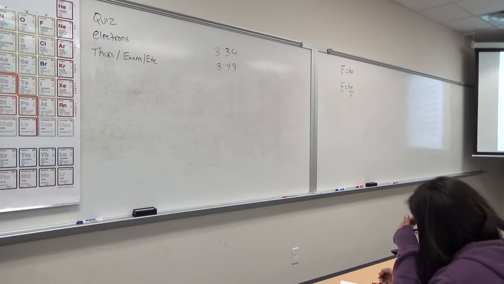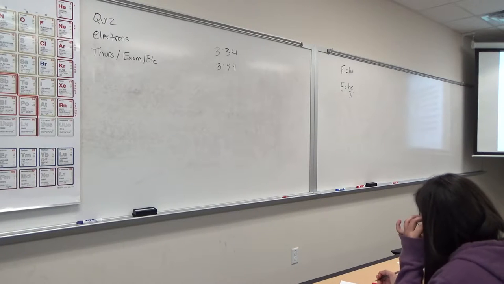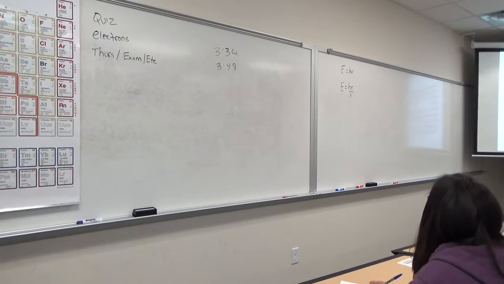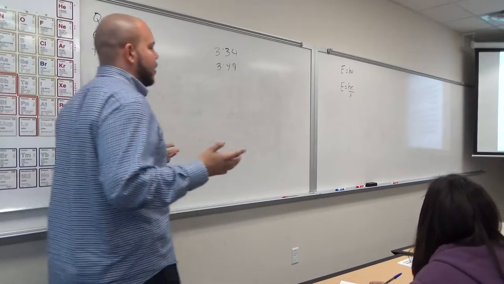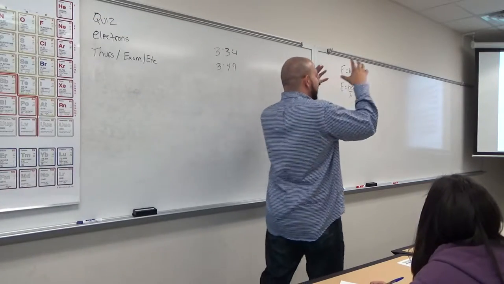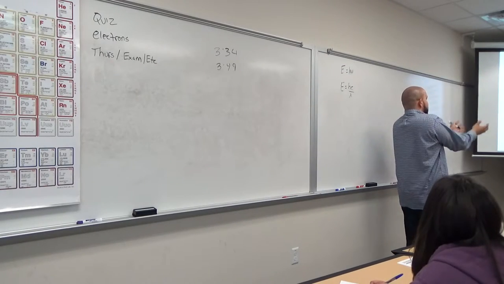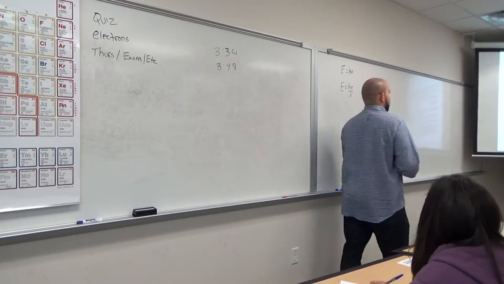And that was Heisenberg. That's where Heisenberg came up with the uncertainty principle. That was one of the main things. We just don't know where they are exactly. But we know that we can be 99% confident that they're within this amount of volume and space.